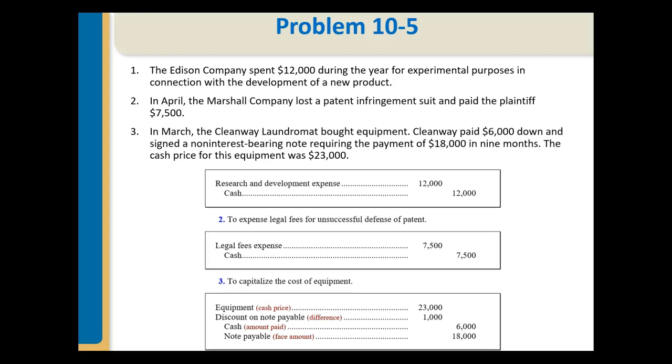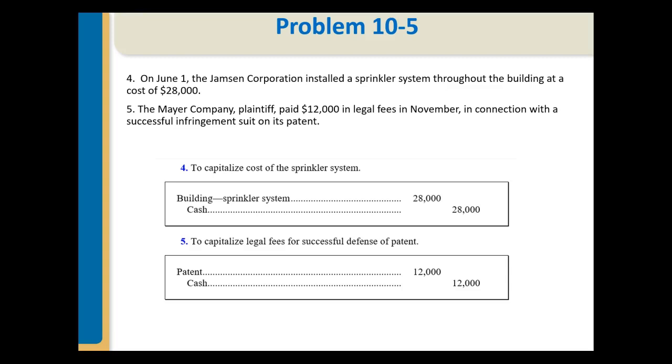They paid $6,000 down and signed a non-interest-bearing note requiring the payment of $18,000 in 9 months, and the cash price being $23,000. We would debit our equipment for $23,000. We would debit $1,000 for the discount on the note payable, credit our cash of $6,000, and then credit our note payable for $18,000. For number 4, we debit the building sprinkler system as an asset and credit our cash.